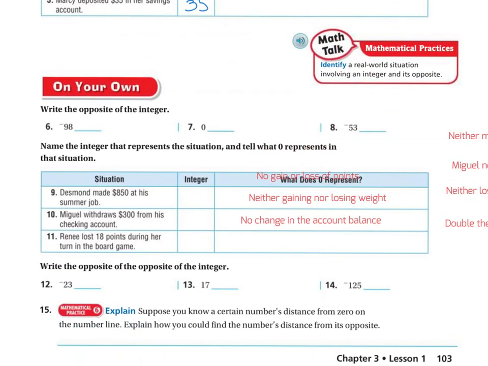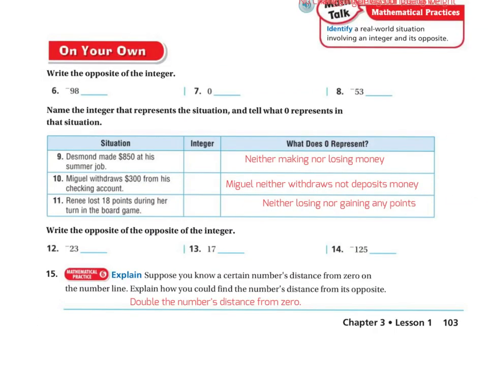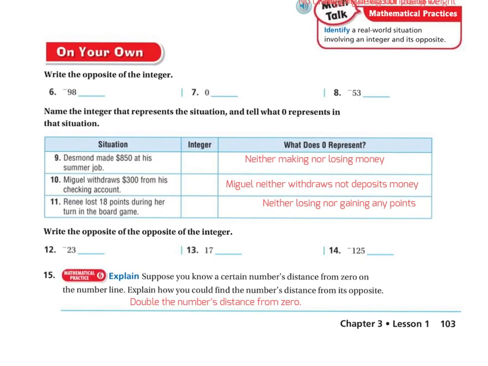Let's move this up. So you can do the rest on your own. I'll just show you 1 or 2. So the opposite of negative 98 is going to be a positive 98, right? And this one, Desmond made $850 in his job, so that's going to be a positive number. Withdrawals, remember you take out money. And lost points, you're going to be losing, so you need to think about what number that could be.